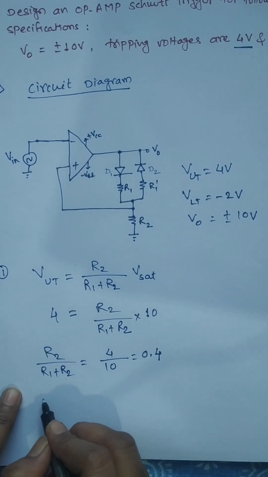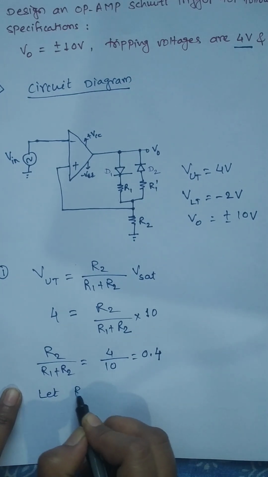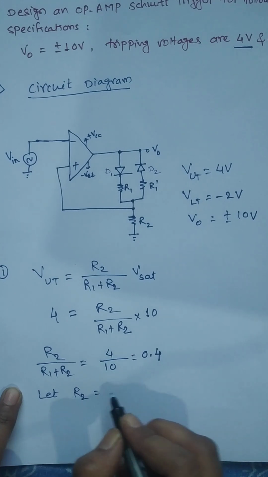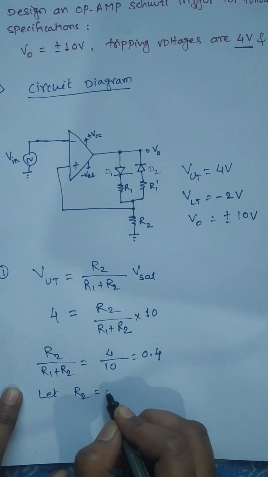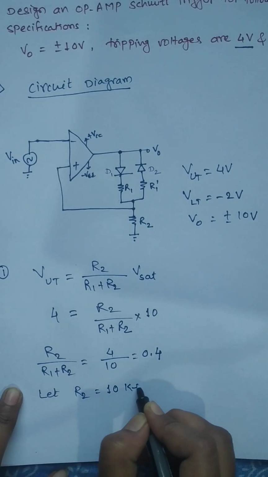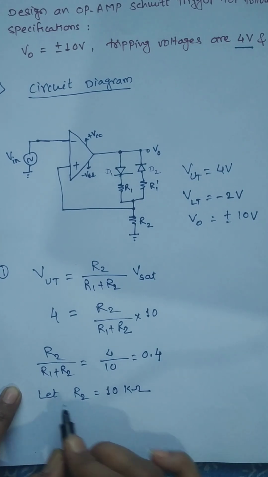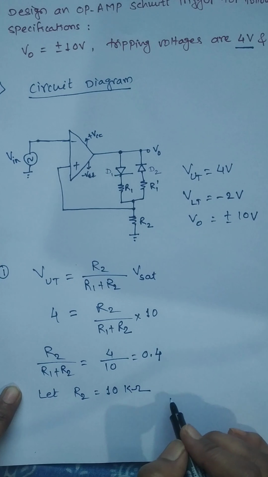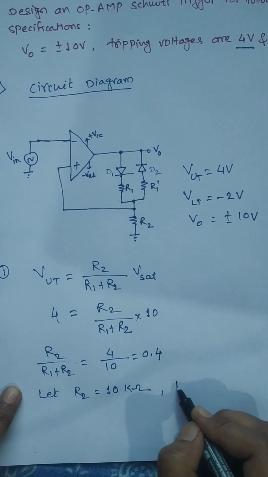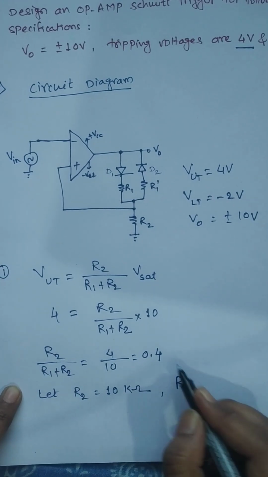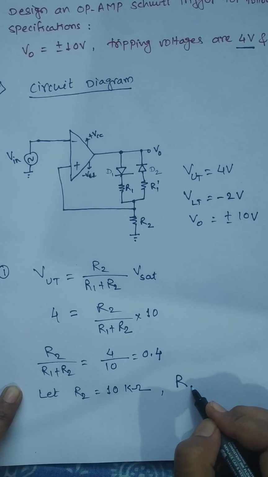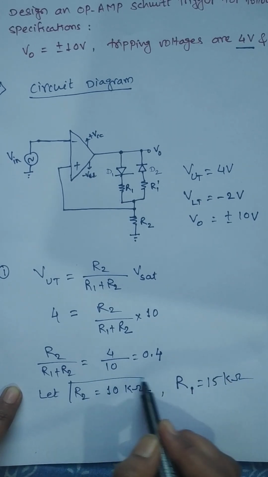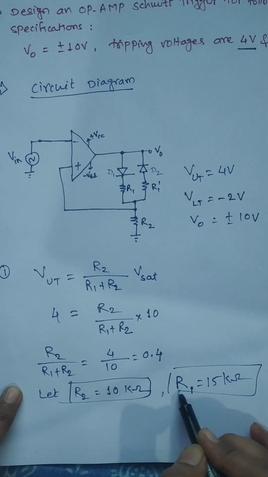Now let us assume the R2 value. You can again take any value of your choice, but keep the calculation simple. I'm taking it as 10 kilo ohm. So if you put 10 kilo ohm at the R2 place and solve this equation, I will get R1 equal to 15 kilo ohm. So assume R2 is 10k, and R1 you will get as 15k.